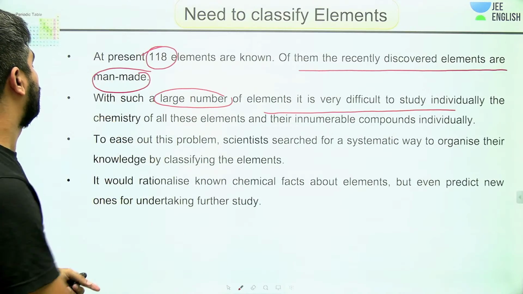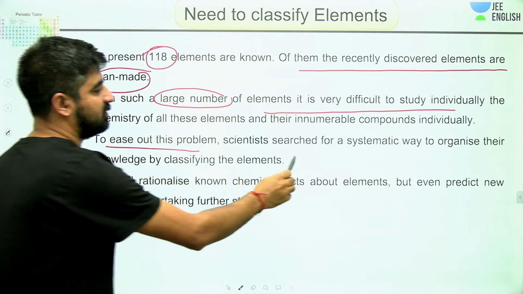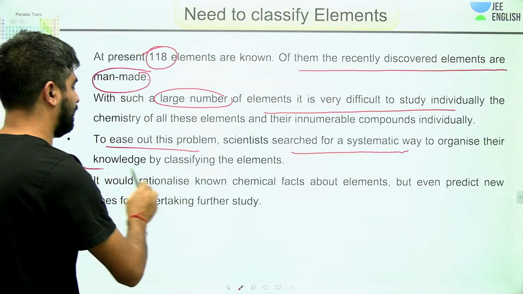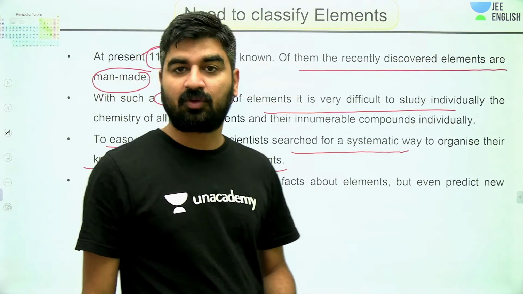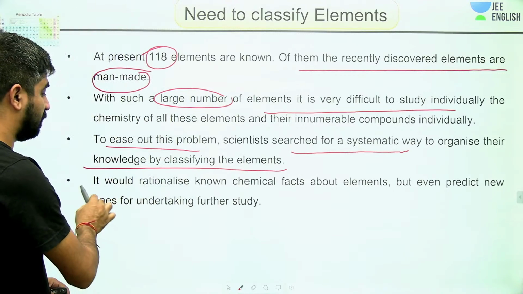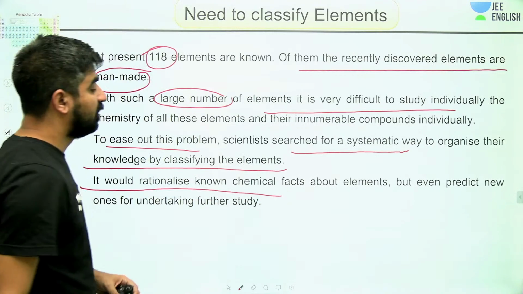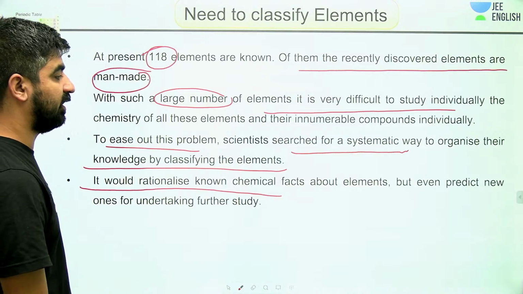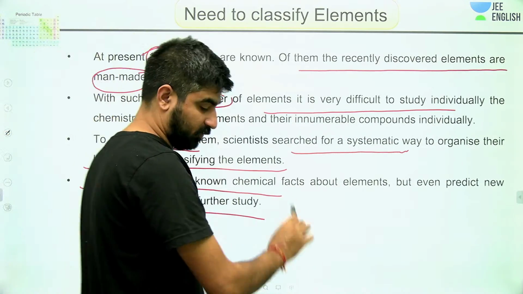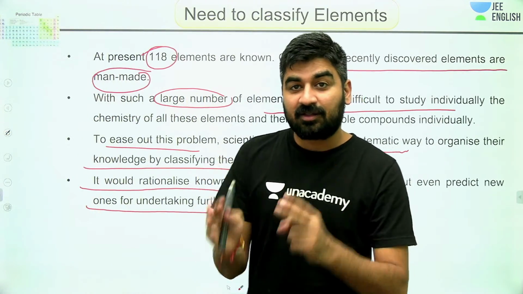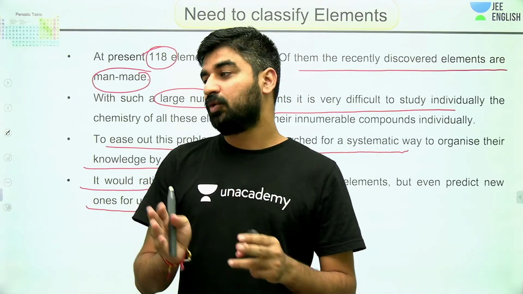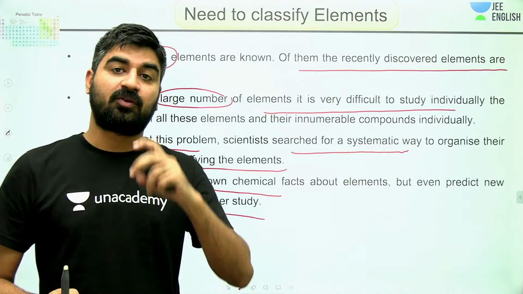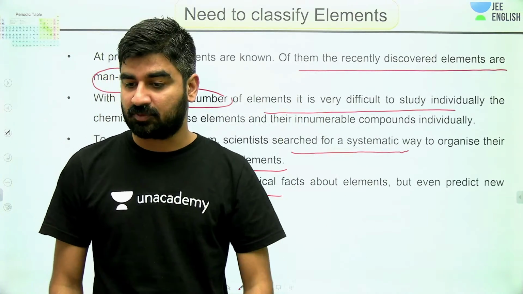So to ease this problem, scientists searched for a systematic way to organize the elements so that we can classify them. It would rationalize known facts about the elements, and even predict new ones. So by systematically arranging them, you can analyze them and you can also predict future elements.